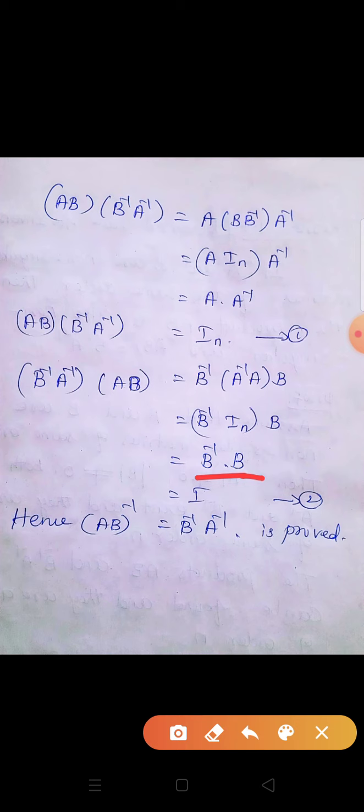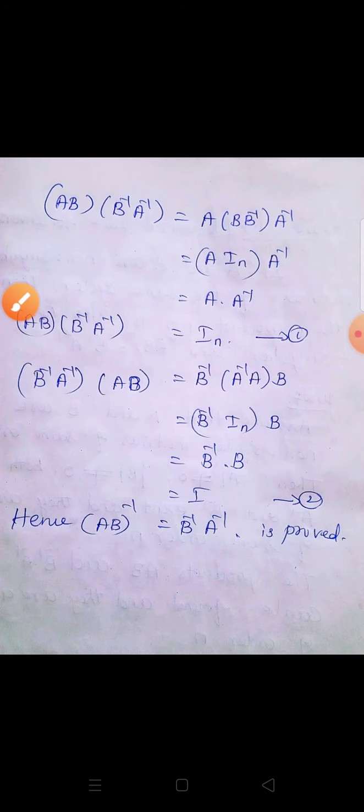So the answer is: AB into B inverse A inverse, and B inverse A inverse into AB, both are equal to In. This is our inverse property. So AB whole inverse is equal to B inverse A inverse. This is our reversal law for inverse property. Okay, are you understand?